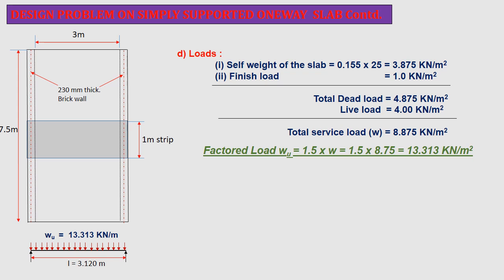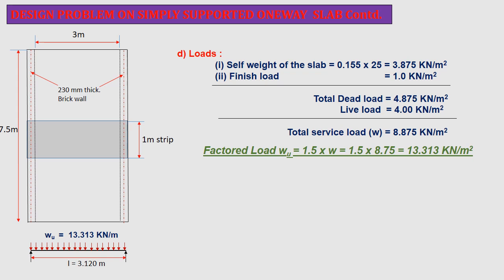Now obviously, self weight of the slab will be equal to overall depth D, which is equal to 155 millimeter, equal to 0.155 meter, into 25 kilonewton per meter cube, which is the unit weight of reinforced cement concrete, which is equal to 3.875 kilonewton per square meter, and finish load, which is given as 1.0 kilonewton per square meter. So total dead load becomes 4.875 kilonewton per square meter, and live load given is 4.0 kilonewton per square meter. So total service load, by adding these two, dead load plus live load, becomes 8.875 kilonewton per meter square.